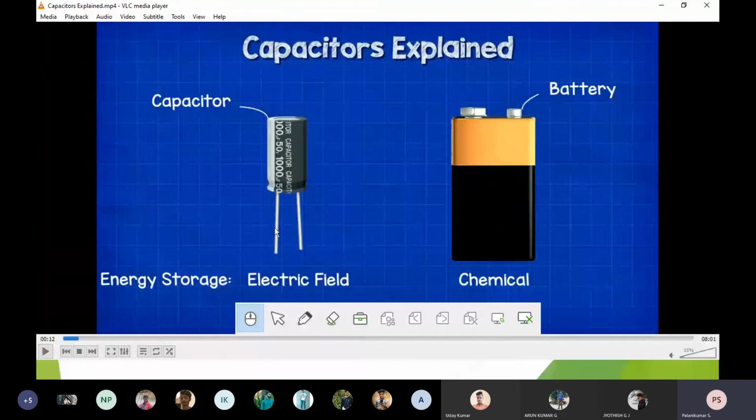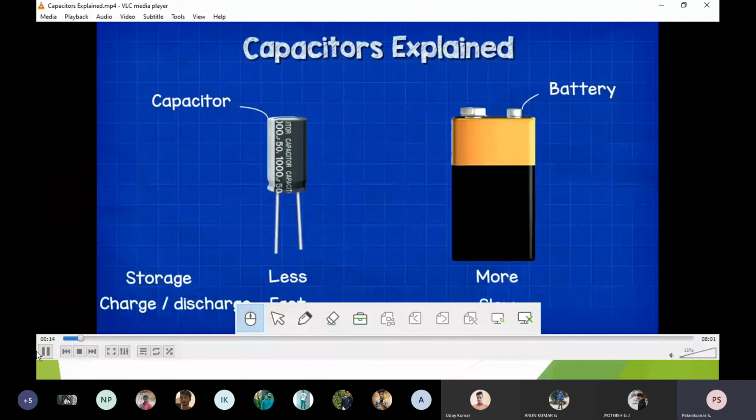But even through a load, if any resistor or passive elements are connected, a capacitor is capable of discharging a very high amount of energy instantly. That is the reason why we use capacitors. Storage is less, whereas in a battery storage can be more. But charging and discharging are very fast, we can do it instantly, whereas a battery is comparatively slow only.